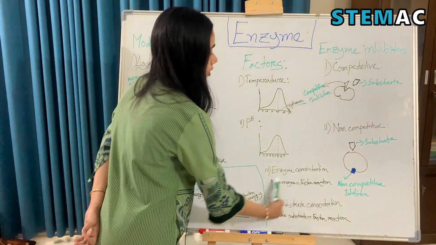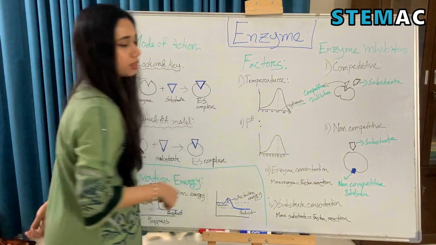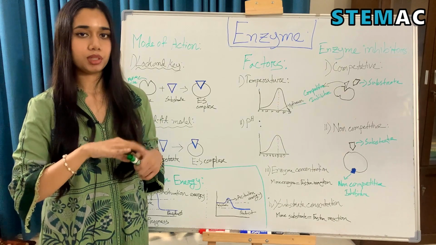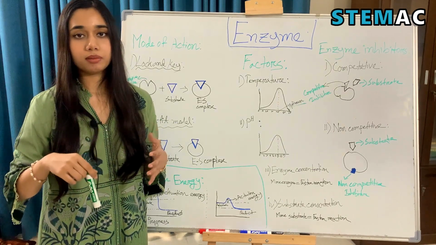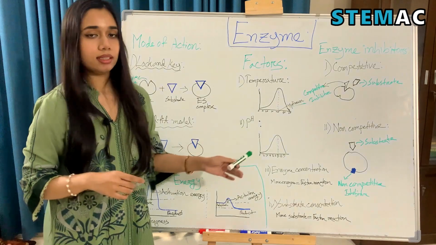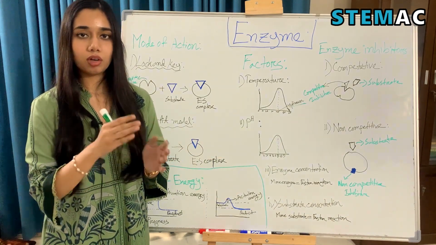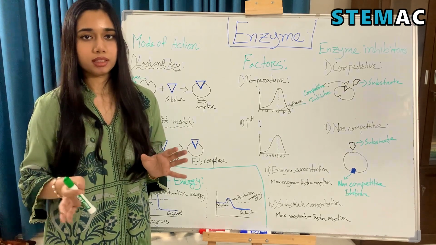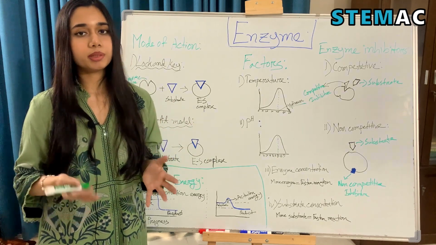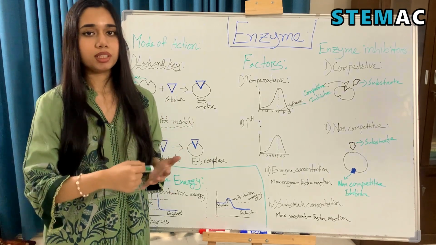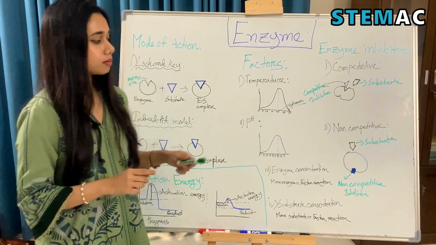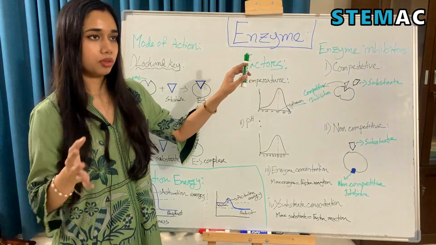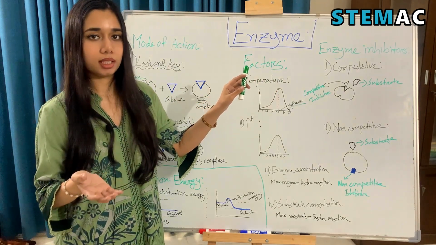Similarly, we have substrate concentration, and the more the substrate, the faster the reaction. So if there are unoccupied enzymes and we keep adding substrates, the reaction rate will be very fast at the beginning. But again, if the enzyme concentration is constant and we keep adding substrate, it will not have any effect on the reaction rate, because when all the enzymes are occupied by substrate, adding more substrate will not increase the rate.